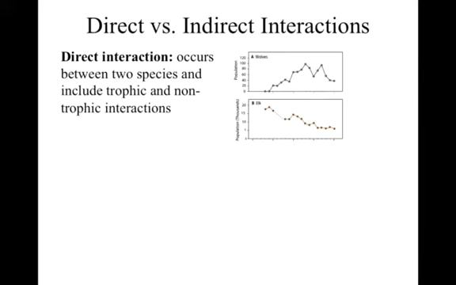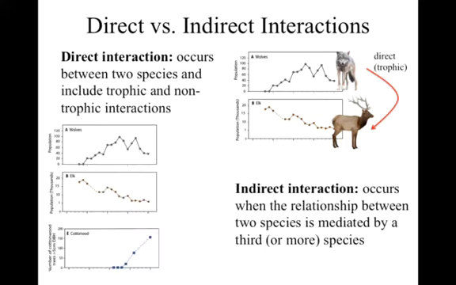Direct species interactions occur between 2 species and include both trophic, feeding, and non-trophic, non-feeding interactions directly between one species and the other. So here I have my wolves. They interact directly with elk. They feed on elk. They sort of actually munch into the elk body. And so that is a direct interaction. It's a direct trophic interaction.